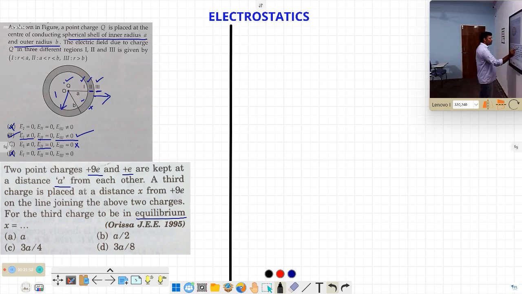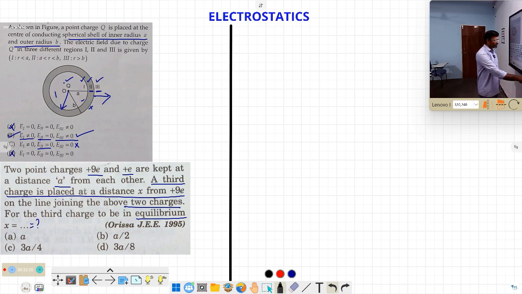Now what is given? A third charge. We are keeping one more charge between the two charges, at a distance of x from plus 9e along the line joining the above two charges. Now what is the x value they are asking to find?